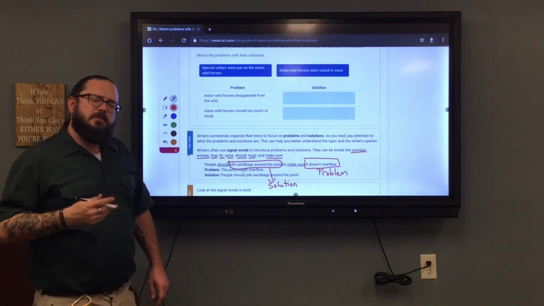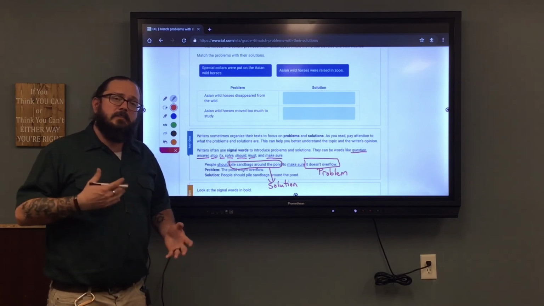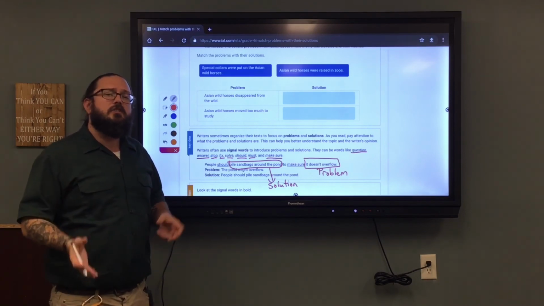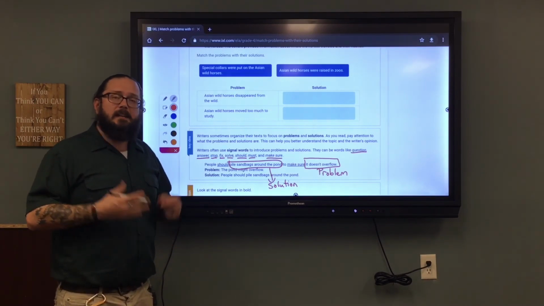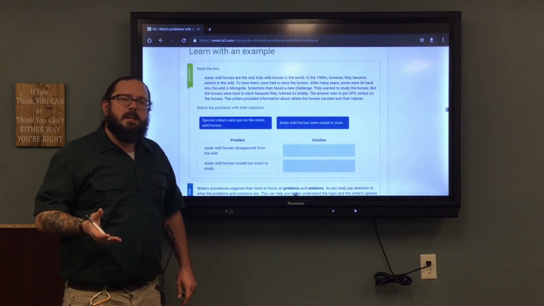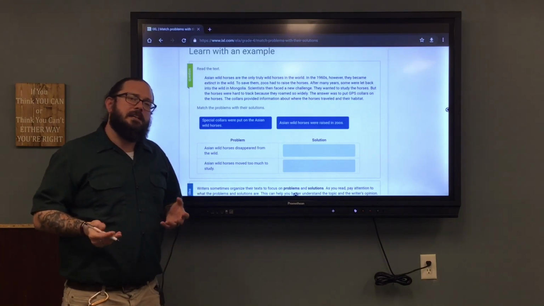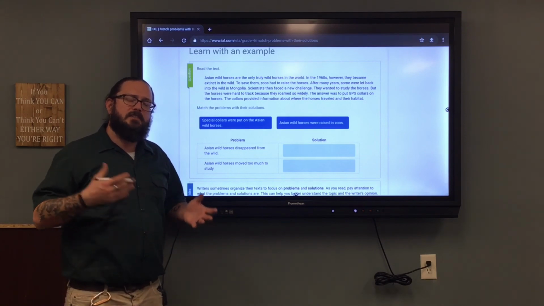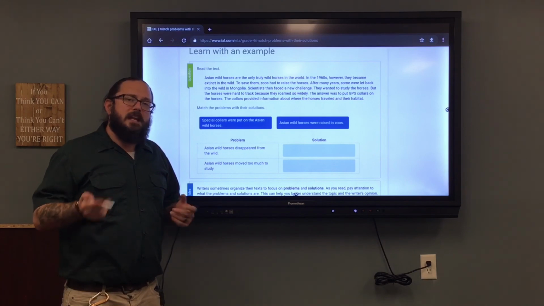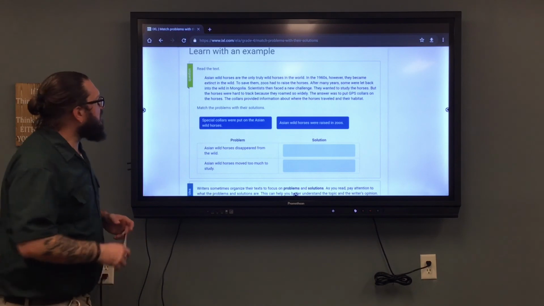So with the problem-solution relationship, we are presented with a problem, and the solutions are ideas of things that could be done to address that problem and ultimately correct it. Let's briefly look at a passage that presents a problem-solution relationship and see if we can identify the problems and solutions that are presented. Then we're going to match the problem with the appropriate solution. Let's take a look at the text.